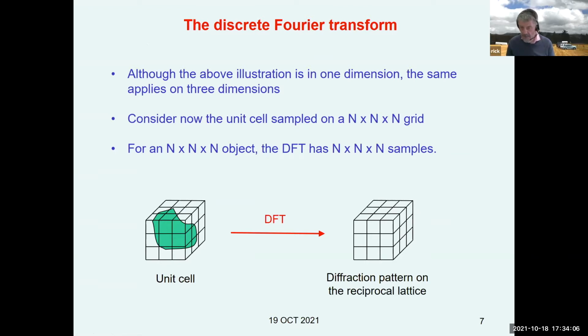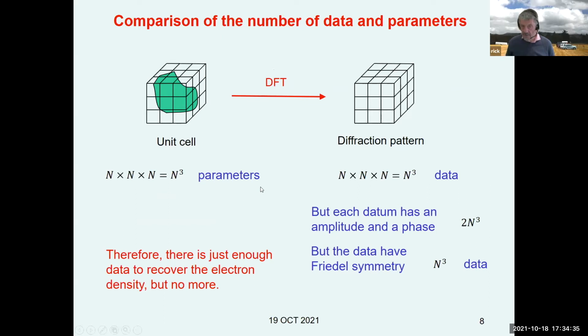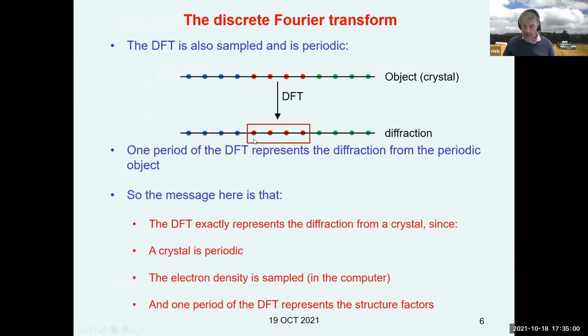Okay, so I described that in one dimension, but of course that applies in three dimensions as well. So let's just take a look at that. Let's say we have a unit cell that has N by N by N samples. Then the DFT will have N by N by N samples, and that represents the diffraction on the reciprocal lattice of a crystal with this unit cell. And we can use that to look at the number of data and the number of parameters if we want to infer the contents of the unit cell from the diffraction pattern. So the unit cell has N by N by N, or N cubed, parameters, and the diffraction pattern has N by N by N, or N cubed, data. Okay, because the number of samples in one period of the DFT is the same as the number of samples in one period of the object.